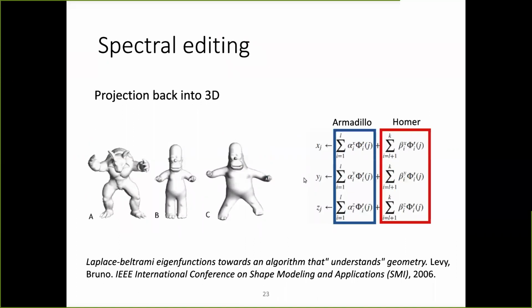And so that was what's mentioned in the paper that you have at the bottom, in the sense that, let's say you do a spectral decomposition for one shape and you do the spectral decomposition for another one. So here you have the armadillo and you have a model of Homer. What you can do is basically a pose alignment in the spectral domain by using the low frequency of the armadillo. But the eigenfunctions are from Homer for both of them, and you use a coefficient from another one. So here alpha comes from the armadillo and beta comes from Homer. And by just doing the reconstruction in this way, you can do pose alignment.